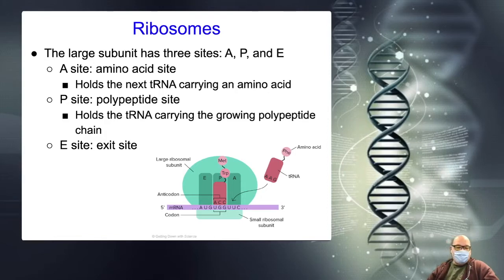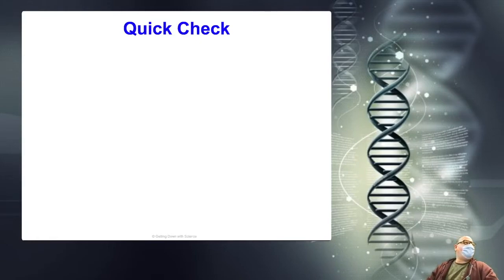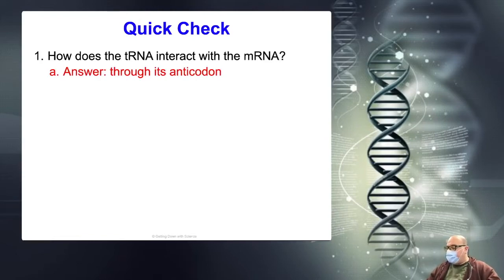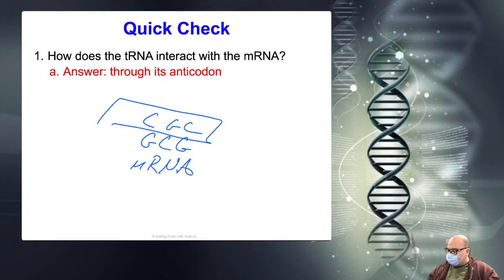Lots of things are happening here. Lots of new ideas. You're probably going to have to look at this more than once. All right. This is the kind of question you might get asked. How does tRNA interact with mRNA? Well, through its anticodon. If it's GCG up here, it's going to be CGC. Okay? If this is your mRNA, my drawings are getting ugly, but this is your tRNA.